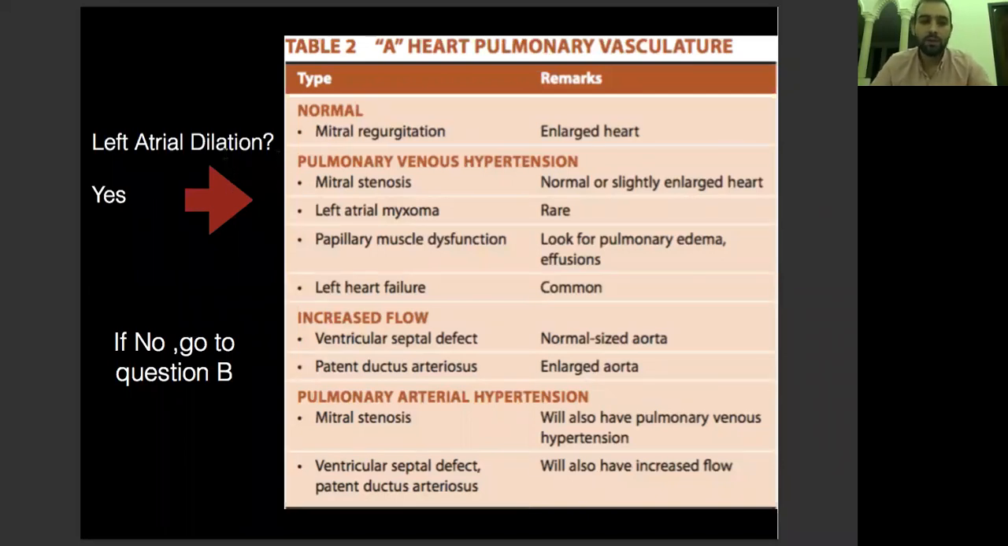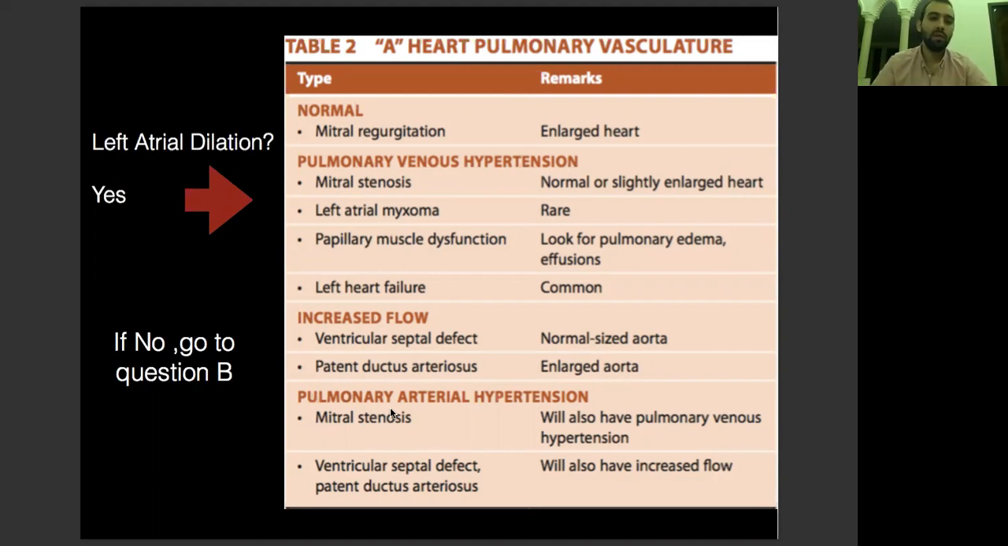The first question is the A, and the first question we ask is, do we have a left atrial dilation? And if yes, we then should check the pulmonary vasculature for either normal or venous hypertension, increased flow, or arterial hypertension. And depending on the pulmonary vasculature, we will have our diagnosis. Either mitral stenosis, left heart failure is the most common, and also all of these diagnoses.